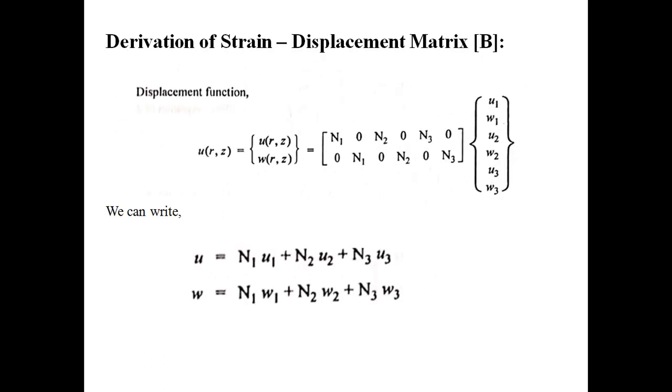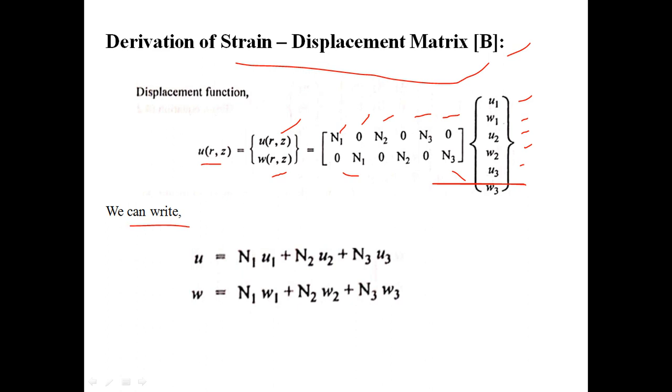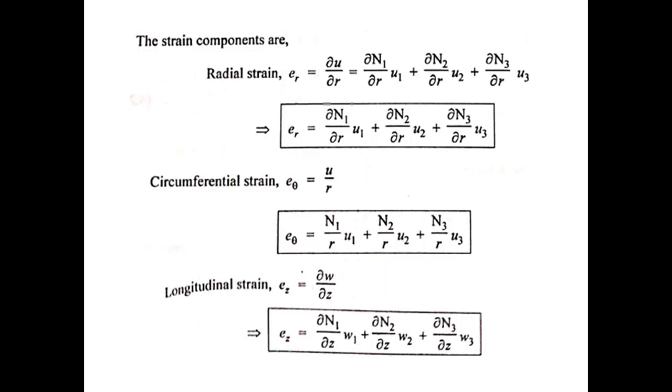So it changes to ∂N1/∂r into u1 plus ∂N2/∂r into u2 plus, like that it goes on. So what about the circumferential strain εθ? εθ is equal to u by r. Those are the standard equations, so we are adapting them by converting the previous equation. We will get the three equations. These values are arranged as εr, εθ, εz, γrz, and we will get this one. N1 we already know, N2 we already know, N3 we already know.